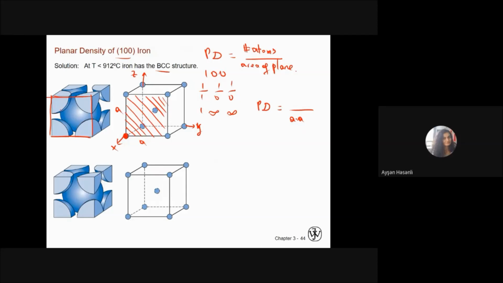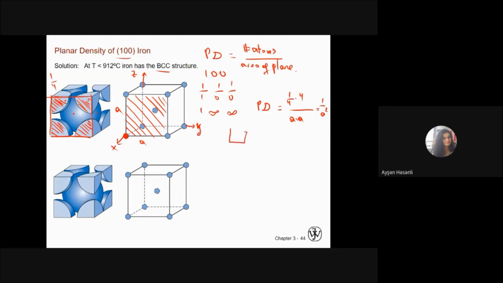For number of atoms, this plane covers 1/4 part of each atom, and I will have these atoms. This plane does not have this one at the center. It is right at the center. We are just taking the surface. That's why I will have only these 4 corners. So I will have 1/4 multiplied by 4. It will be 1 over A squared. And why did I not take this one at the center?